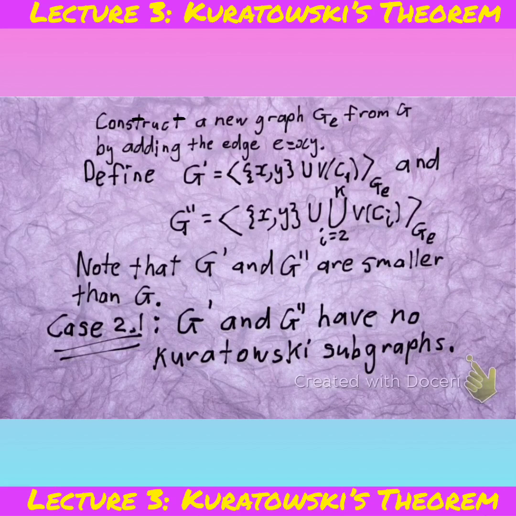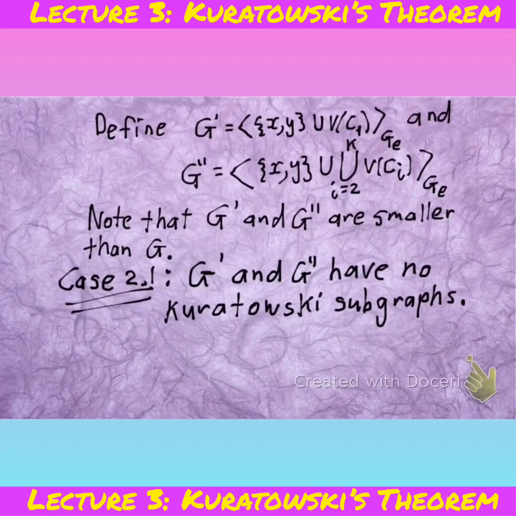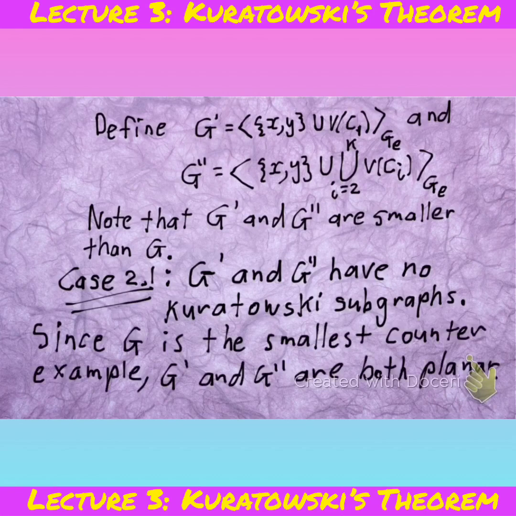The graph G prime and G double prime have no Kuratowski subgraphs. Now, because of our choice of G, since G is the smallest counterexample, G prime and G double prime are both planar. Remember, G prime and G double prime are smaller than G, and we assume G prime and G double prime have no Kuratowski subgraphs, so they have to be planar. Because if one of them is non-planar, we're going to find an even smaller counterexample to G. So both of them must be planar.